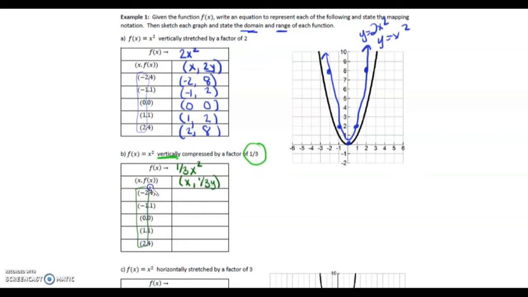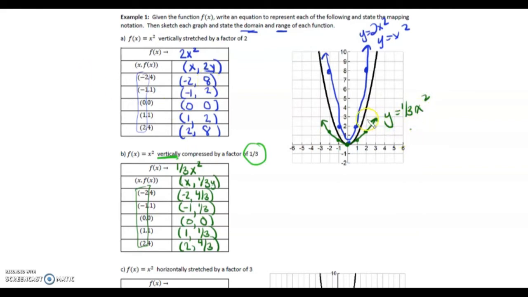Again, because there's no transformation on x, it's just the same, we're just going to write out -2, -1, 0, 1, 2. Now let's take every single y value and multiply it by 1/3. So we get 4 over 3, 1 over 3, 0, 1 over 3, 4 over 3. And let's plot.